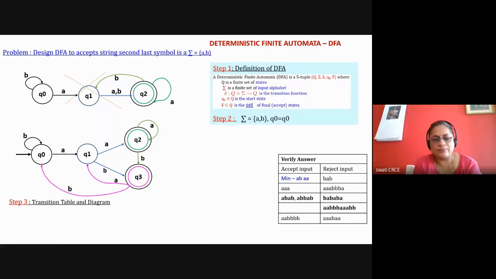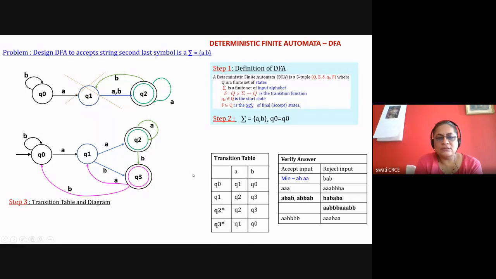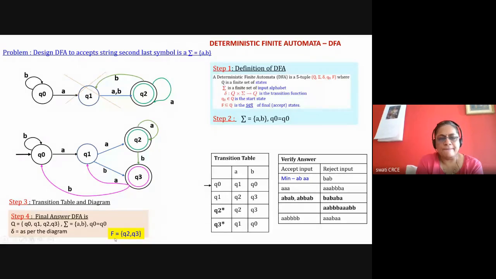Yes, so you have understood the answer, because most of the students have written down the correct answer. Okay, so this is the transition table and final answer and the final state. There are two final states, so it is a set. So this is done. Now, any doubt in this?